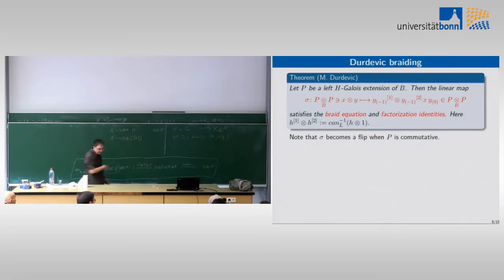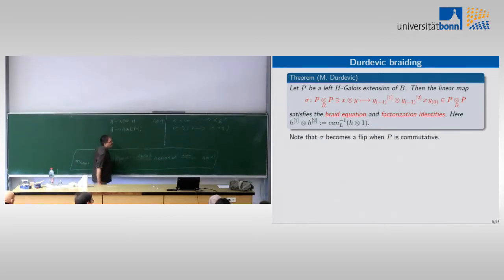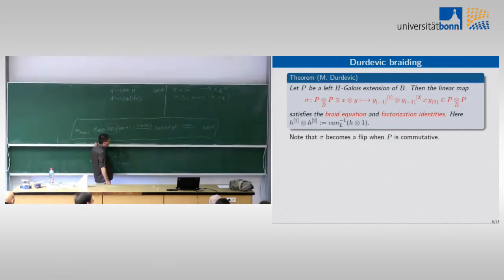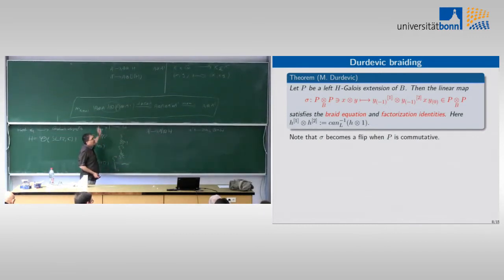Okay, now let me go to something more modern, something which appeared in a paper of Đurđević, who made the following beautiful observation. He did it all in the right-sided version, but I'm going to need it in the left-sided version. Doesn't matter, it's completely analogous. He observed the following phenomenon, that if you have, say, this left H-Galois extension on B, then the following map, which is written for you here explicitly, is in fact a braiding.